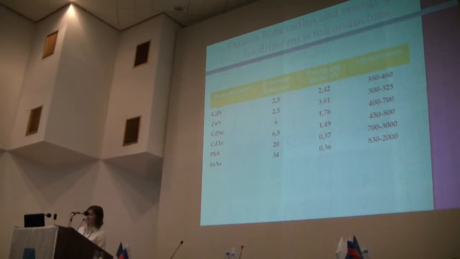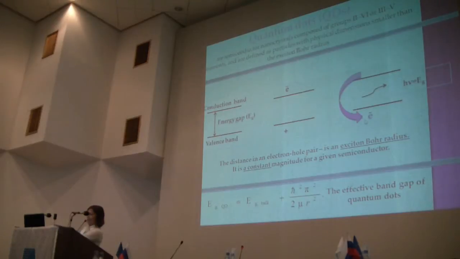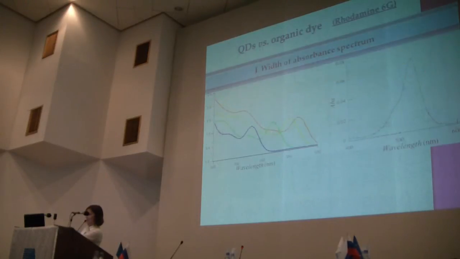Here are examples of exciton Bohr radius and energy gaps for different semiconductors. It's easy to see that one of the most popular semiconductors is cadmium selenide. Why? Because it's possible to obtain quantum dots with luminescence in the visible area. The second line are also popular now. So, traditional luminescence labels are organic dyes.